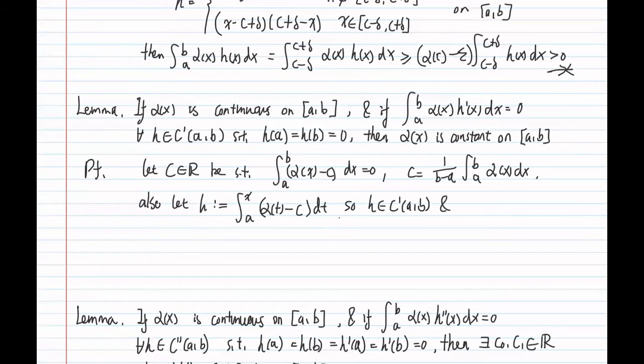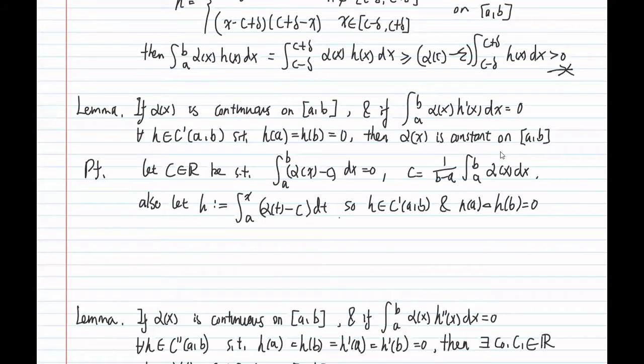Also, h satisfies h(a) equal to h(b) equal to 0. Why is that? Easy to observe, right? If you replace x by a, obviously h is 0. If you replace x by b, then this implies this, right? So h is a function that satisfies our requirements, and then we're going to apply this.